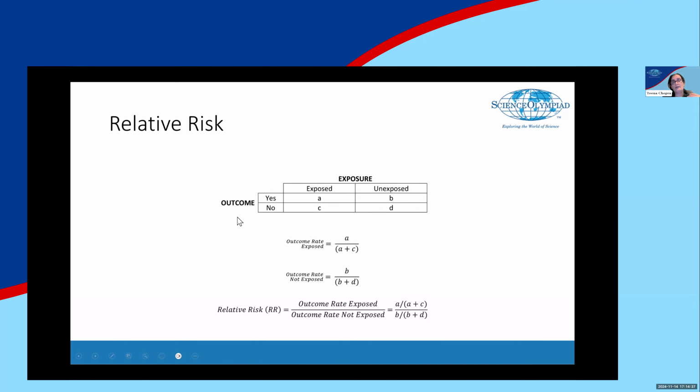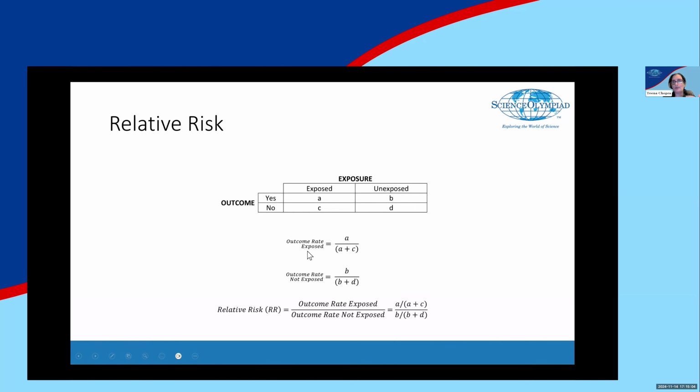And the measurement tool in this study design is called relative risk. And you use this formula of relative risk where you look at the outcome rate in the exposed population divided by the outcome rate in the unexposed population to calculate the relative risk of that particular exposure. So how important is that exposure?